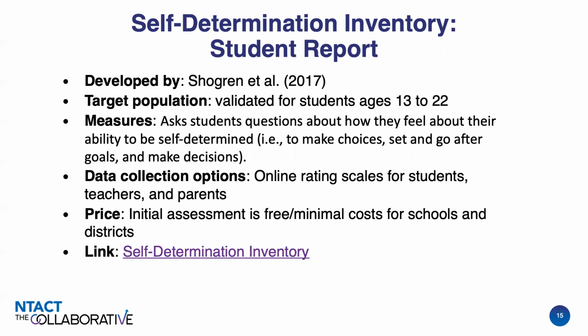The self-determination inventory can be used with all school-age students with and without disabilities, but has been validated with students ages 13 to 22. This assessment asks students questions about how they feel about their ability to be self-determined, such as making choices, setting and going after goals, and making decisions. Multiple data collection options are available. The SDI-SR is an online assessment and includes rating scales for teachers, parents, and students. The initial assessment is free, and there are minimal costs for schools and districts. The SDI is available from the Kansas University Center on Developmental Disabilities. The website is linked on the slide.